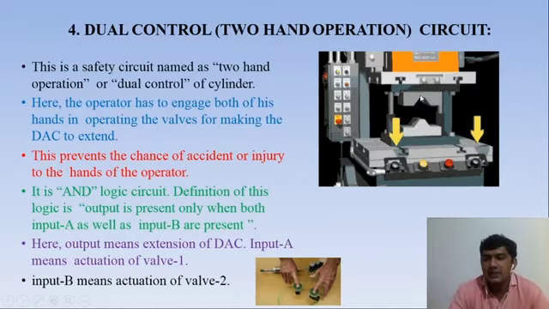What is the requirement of two-hand operation? Sir, it is used for safety purposes. If we use only one hand, the second hand has a chance of accident. So this circuit is also called a safety circuit. If we use two hands, the chances of accident will be reduced. It's also called an AND logic circuit because two hands are used at a time for operating the hydraulic circuit. So it's called two-hand operation or dual control hydraulic circuit.